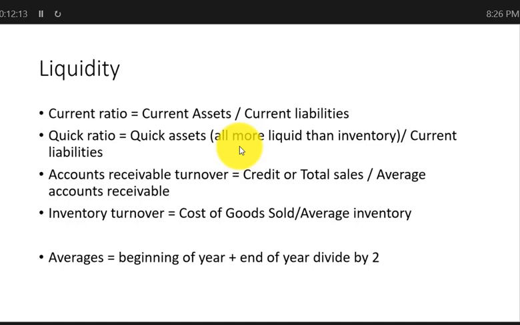Don't go with the formula that sometimes will happen when you look things up on Google for that, because it will often be incorrect. So use the definition of quick assets, which is anything more liquid than inventory. Both of these are measures, and the current ratio has to be higher than the quick ratio. So if you get a quick ratio that's higher, you've made a math error somewhere along the way.